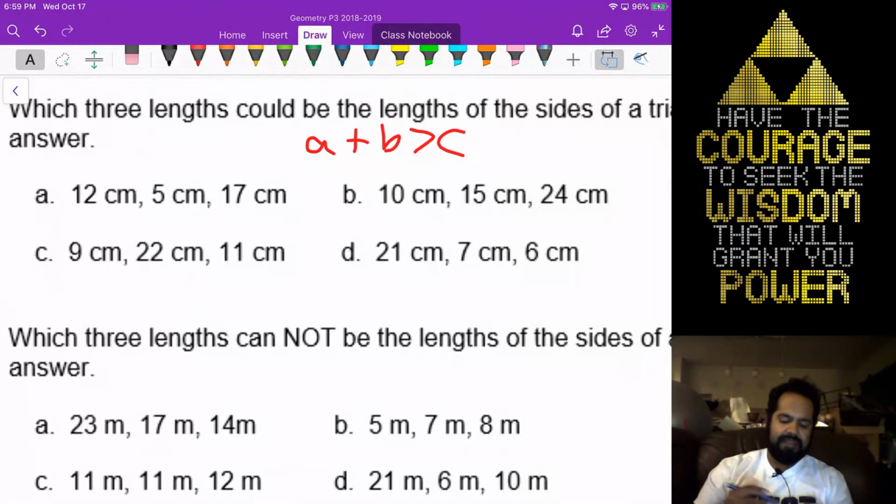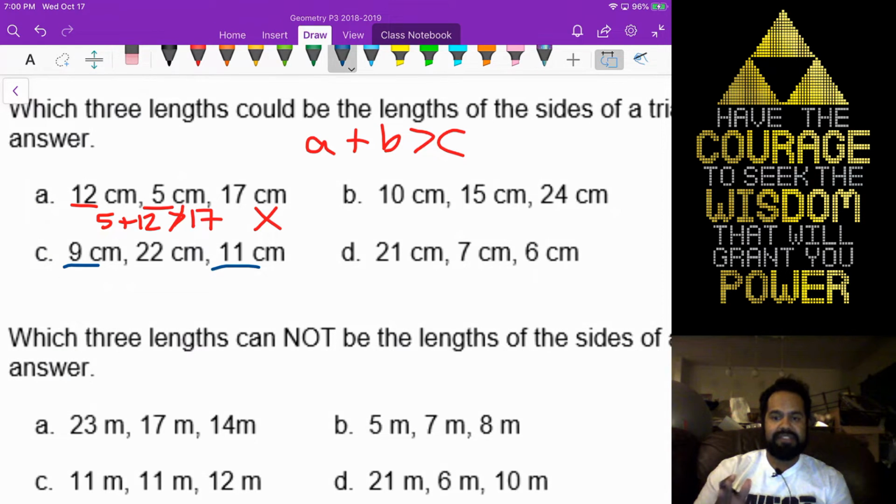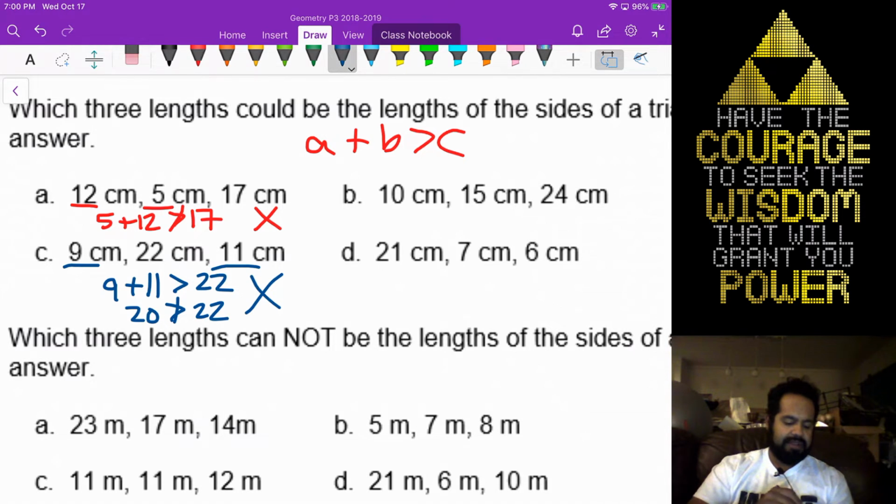So if I look at A, here are my 2 shortest sides. So I say, hey, 5 plus 12, is that greater than 17? Nope, so that doesn't work. If I look at the next one, I have 9 and 11 as my shortest sides. Is 9 plus 11 greater than 22? No, it isn't, because 9 plus 11 is 20. 20 is not greater than 22. So this one is also a no-go.